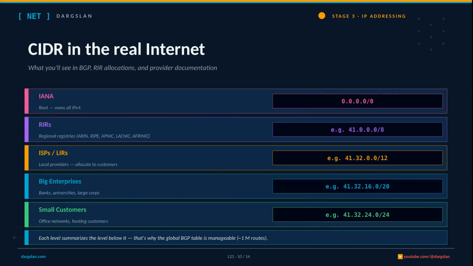And that exact principle scales all the way up to the real internet. At the top, IANA holds the entire address space, 0.0.0.0/0. It hands large blocks like a /8 down to the 5 regional registries: ARIN, RIPE, APNIC, LACNIC, and AFRINIC. They carve those into smaller pieces for ISPs, who slice them again for big enterprises, and finally down to individual offices and hosting customers. Each layer summarizes everything beneath it, and that's the only reason the global BGP table stays around 1 million routes instead of billions.